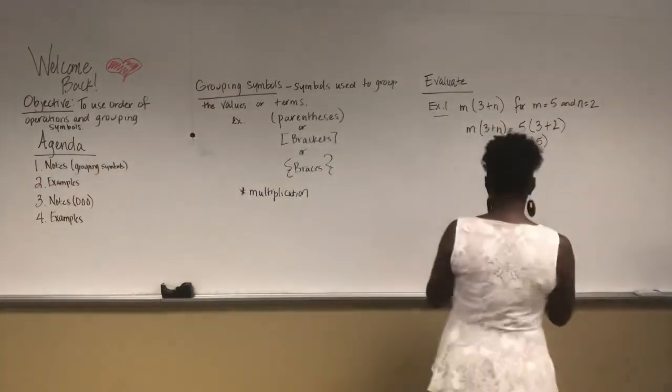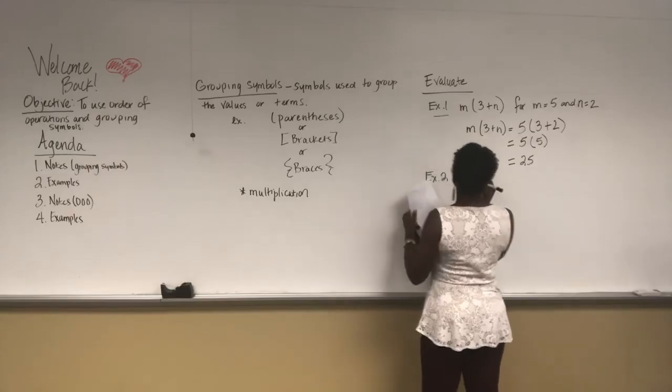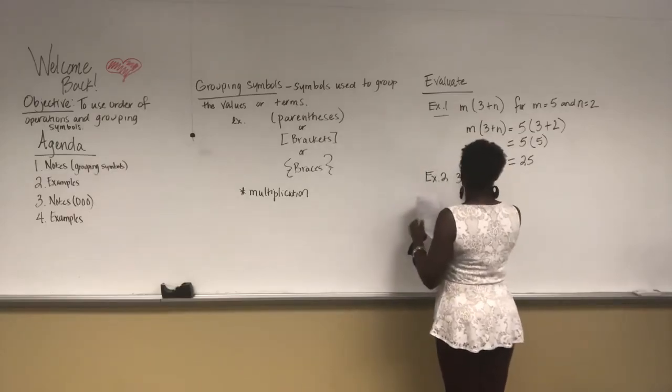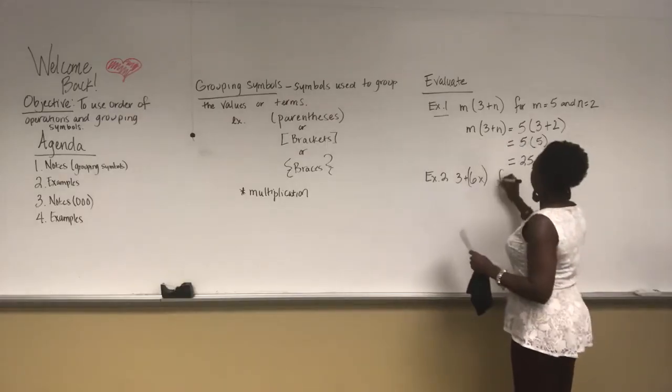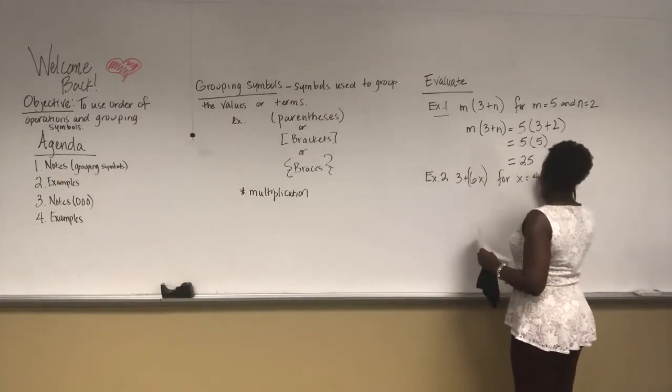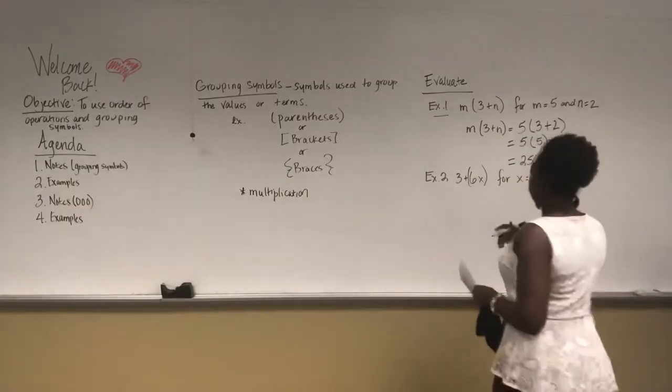Example number 2. Example number 2, just to keep us warm. Example number 2, we're going to have 3 plus 6x in those parentheses, for x equals 4. So we're only substituting one variable in this moment, and we're going to jump right in there.